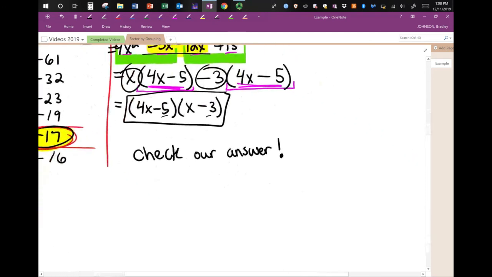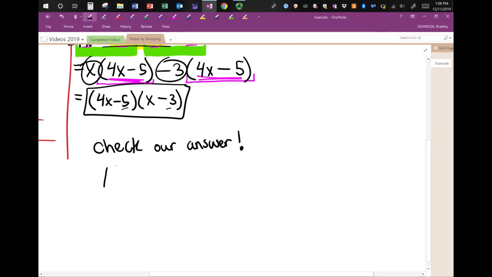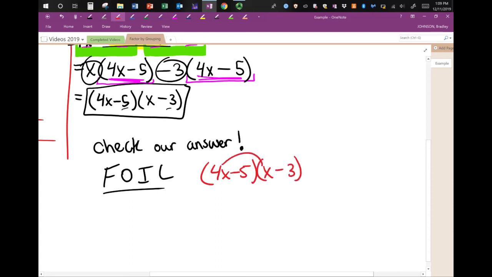How can we check our answer? What we can do is what's called just FOIL, or distribute it back out. FOIL. So we have 4x minus 5 and x minus 3. First, that's the letter F. First, 4x, that would be 4x squared. Outer, multiply the 4x and negative 3, that would be negative 12x. Inner, negative 5x. Last, negative and negative make a positive.